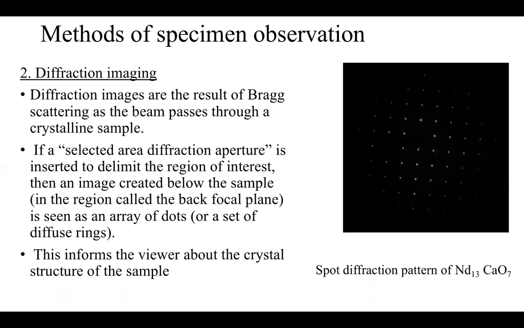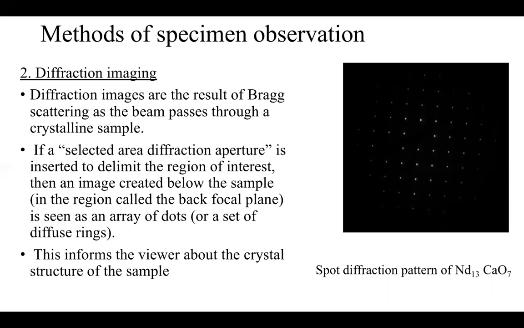So we come to the diffraction imaging. As I told you, in a crystallographic material, the atoms are periodically arranged. So incoming electrons will see an array of atoms, and they will act as a diffraction grating for these incoming electrons, which behave as waves, and then they get scattered or diffracted. The basic principle behind this is Bragg scattering, or we use Bragg's law to analyze this, as the beam passes through the crystalline sample.